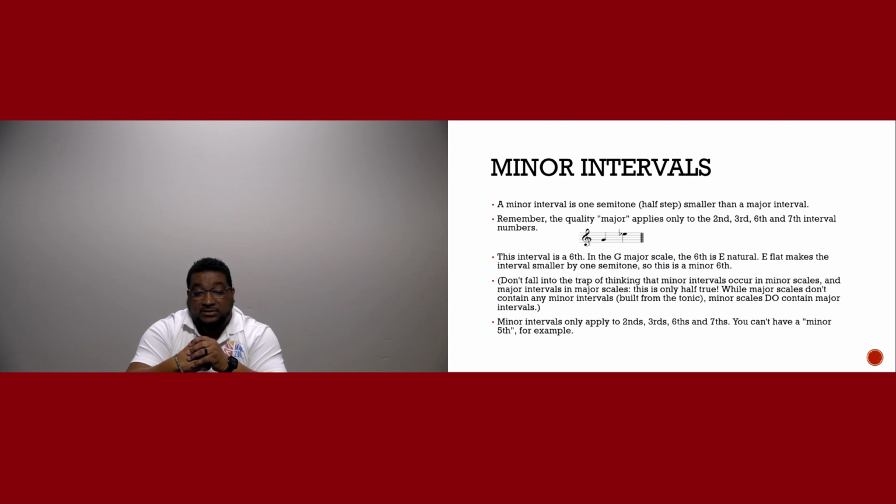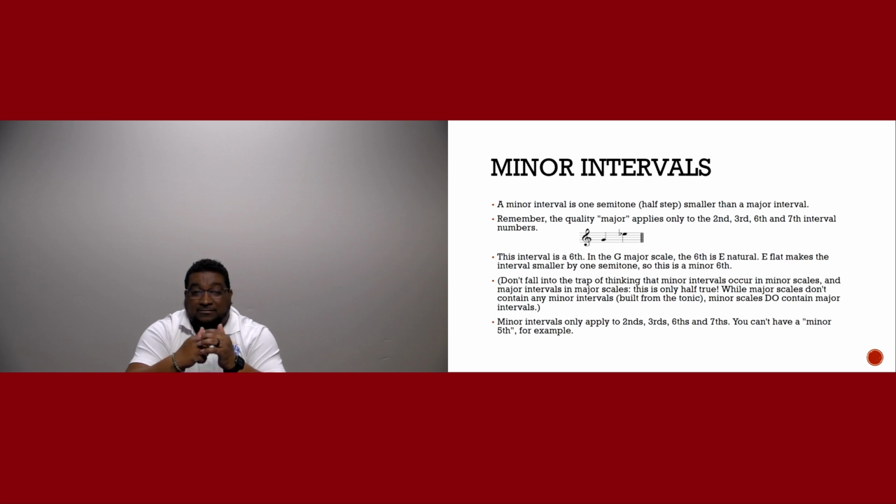This interval is a sixth, so we have a G to an E flat, because in the G major scale, what is E? E is supposed to be a natural. So E flat now raises eyebrows to say what's going on. E flat makes the interval smaller by one semitone, so now it's a minor sixth. So don't fall in the trap of thinking that minor intervals occur in minor scales and major intervals in major scales. That is the road to destruction.